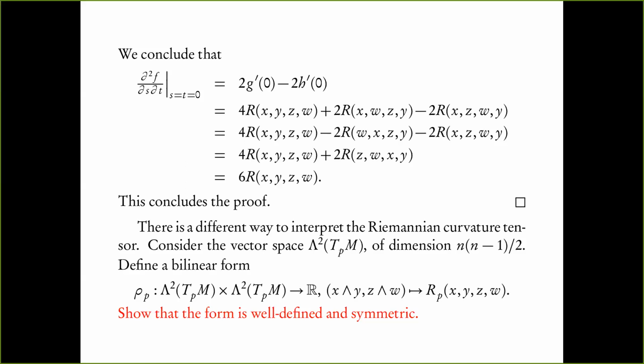So keep in mind that this bilinear form could very well be 0. I'm not at all claiming this is a non-degenerate or non-trivial bilinear form. If we apply this to M equal to R^n, because all the usual R_ijkl are 0, this is going to give you the 0 bilinear form on wedge 2 of T_pR^n. So this could very well be not non-degenerate. Okay, so this is fine.